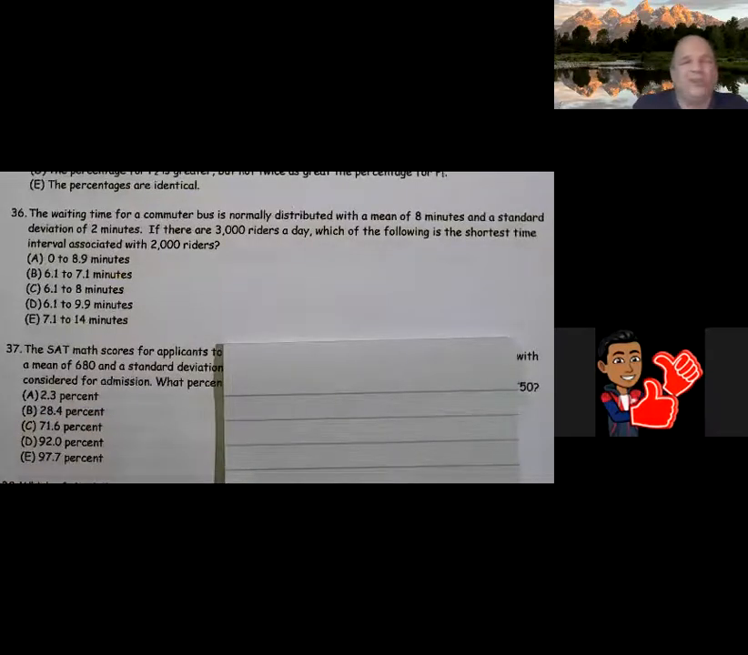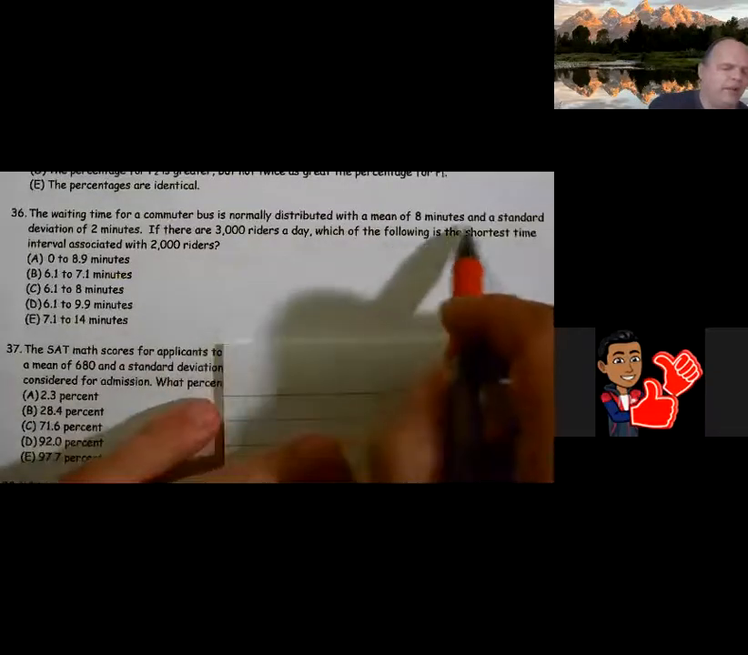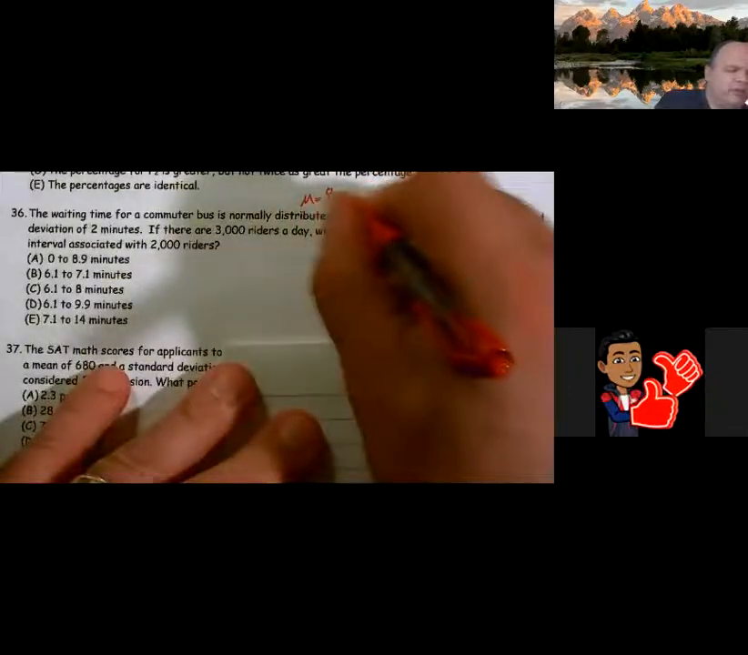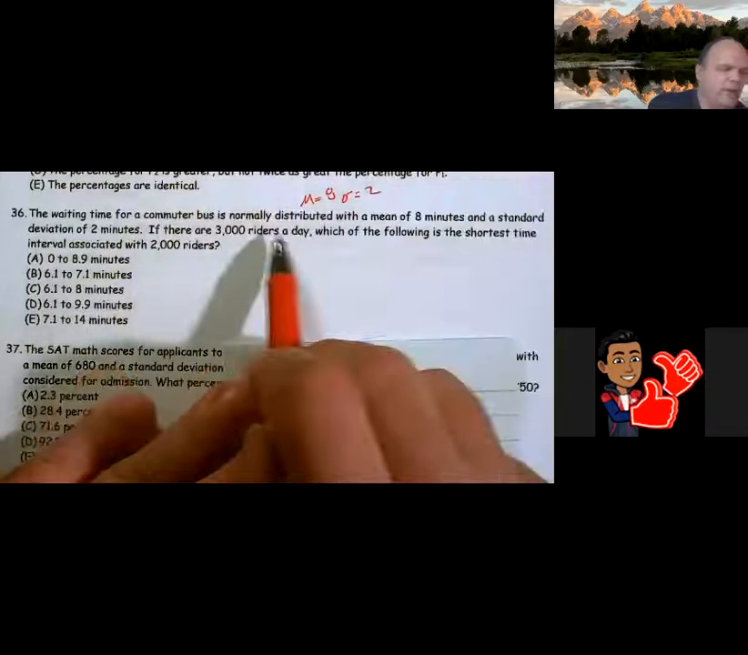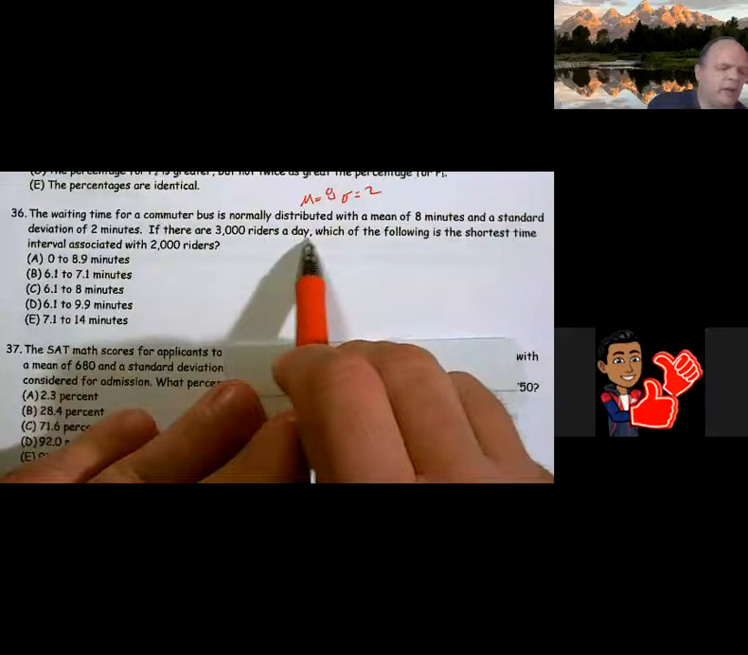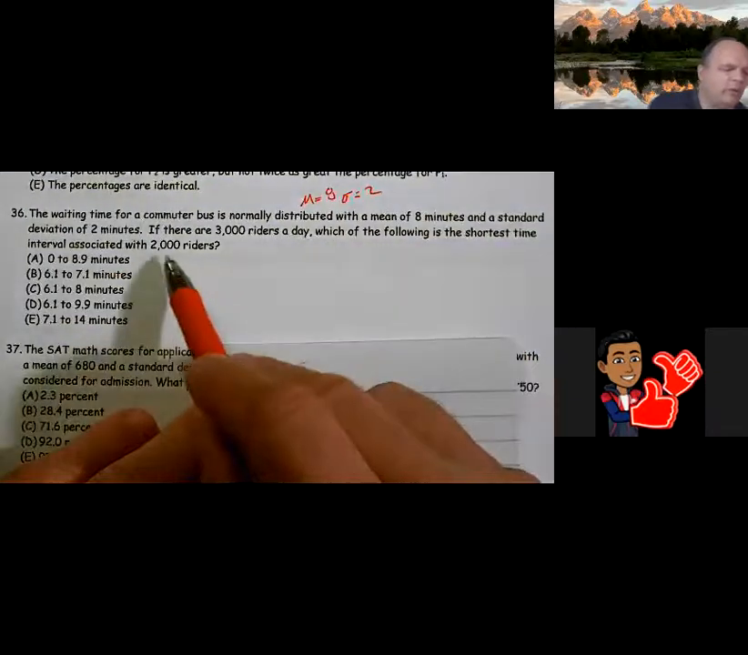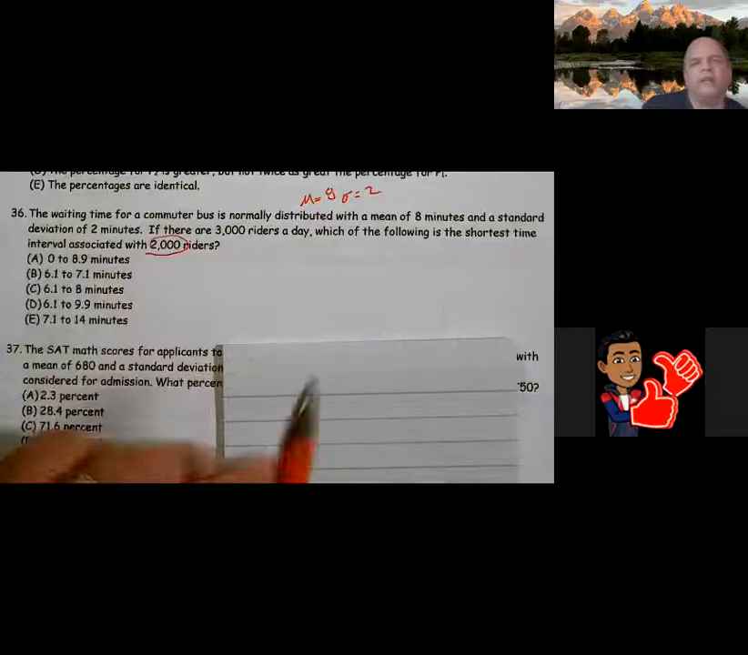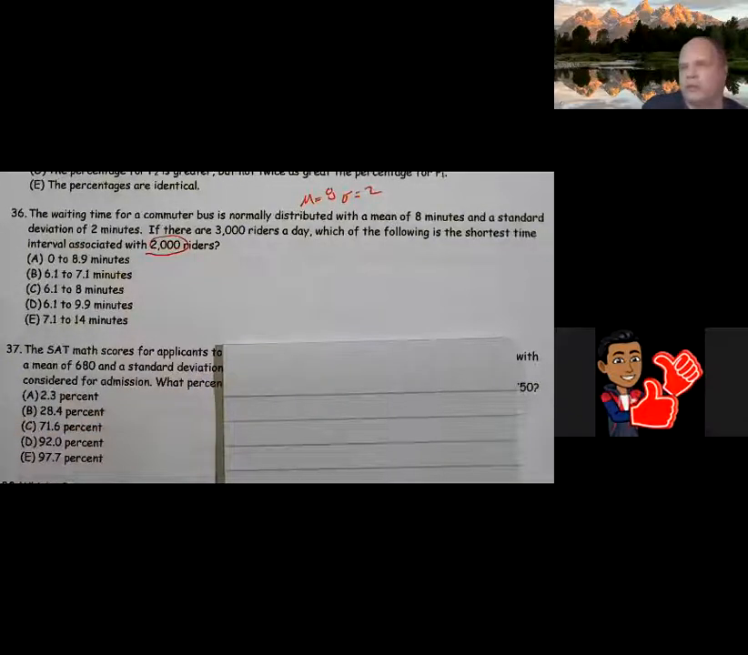Okay, question 36. 36 is a plug and chug question. In other words, you get to run all the possibilities. The waiting time for a commuter bus is normally distributed, so we're working with a normal with a mean of 8 and a standard deviation of 2. If there are 3,000 riders a day, which of the following is the shortest time interval associated with approximately 2,000 riders? It's not exact in this case.